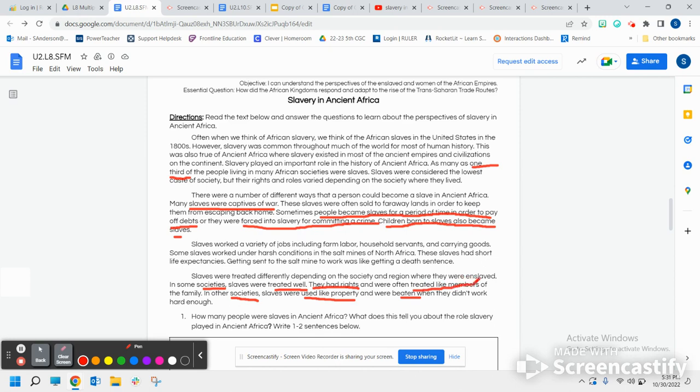So there you go with the article. Make sure that you're paying attention to all those red underlined places because that will help you answer your questions.